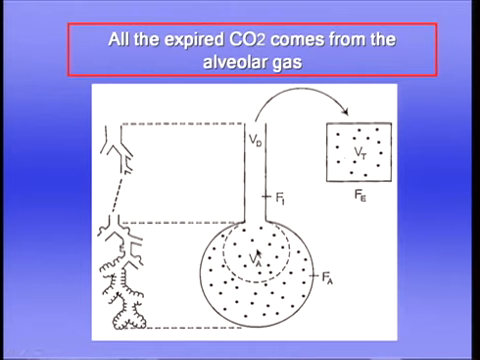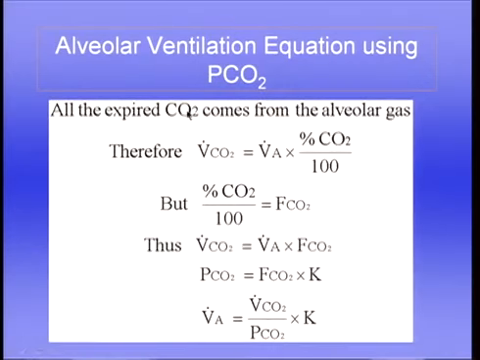And that allows us to set up an equation. Tighten your seatbelt a bit. What we're saying is all the expired CO2 comes from the alveolar gas. So the volume of CO2 per minute exhaled, V dot CO2, volume per unit time, is equal to the alveolar ventilation times the percentage concentration of CO2 in the expired gas. In other words, if you've got 5% CO2, only 5% of the molecules are CO2.